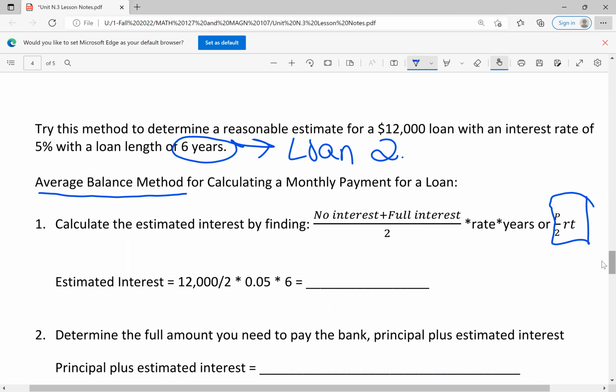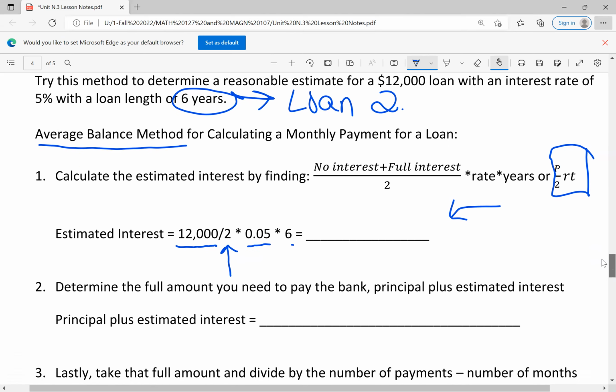We're going to take the principal, which is $12,000. We're going to recognize that's the original amount I took out, but as I make payments, it's getting lower and lower and lower. So to appreciate that I'm starting at 12,000 and eventually it's going to get down to 0, I'm going to divide that by 2. Our interest rate is still 5%, but this time we're taking it out for 6 years. So I want you to do this one on your own. That is our estimated interest.